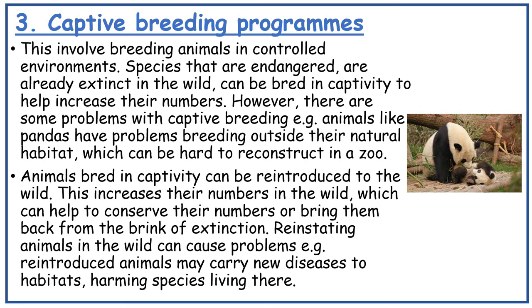For example, animals like pandas have problems breeding outside their natural habitat, which can be hard to reconstruct in a zoo. Animals bred in captivity can be reintroduced to the wild. This increases their numbers in the wild, which can help to conserve them or bring them back from the brink of extinction. Reintroducing animals to the wild can cause problems. For example, reintroduced animals may carry new diseases to habitats, harming the species that live there.